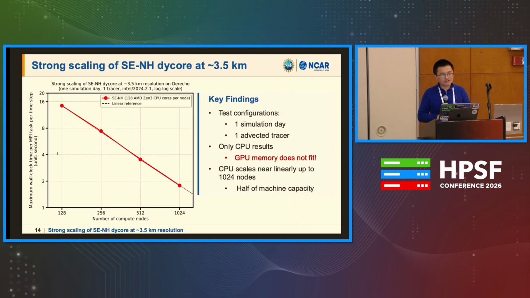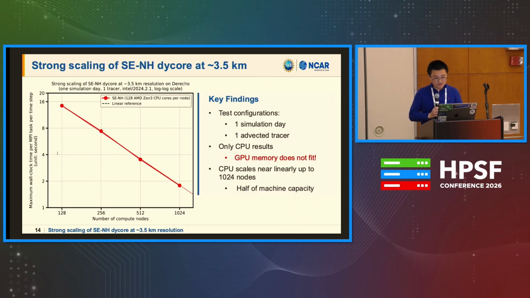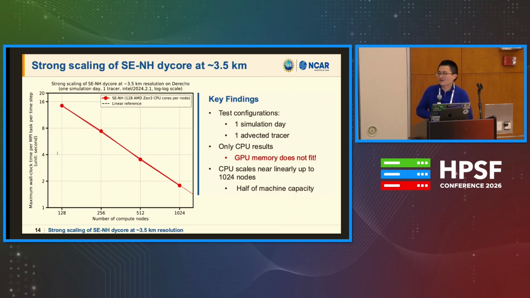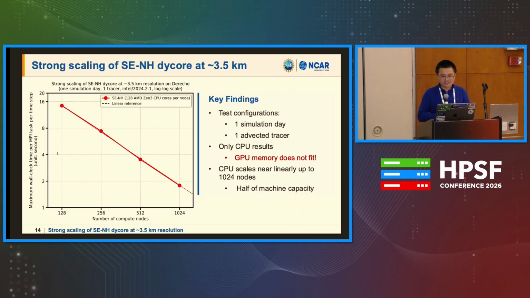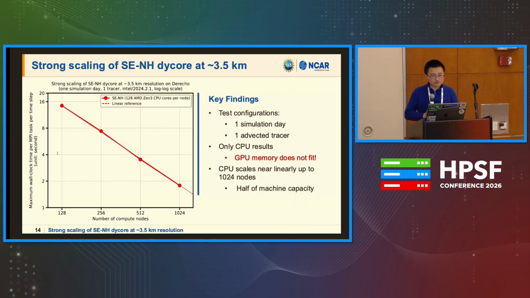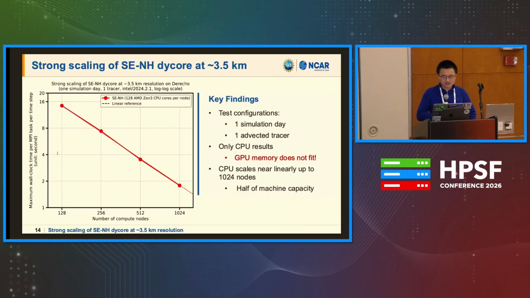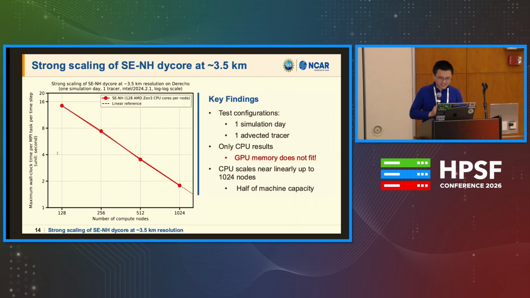So first of all, I will show you the strong scaling result at 3.5 kilometers globally. And this resolution is so high, so memory intensive, that it actually doesn't fit into our A100 GPU nodes on the Rachel. So I can only show you the CPU scaling results. But as you can see, for this one, the CPU result scales almost linearly from 128 compute nodes up to 1024 compute nodes. And I want to highlight that 1024 is almost half of our total machine capacity. So we are really excited about this result.